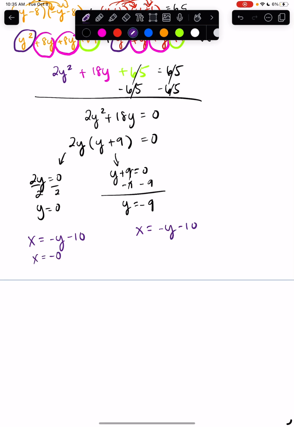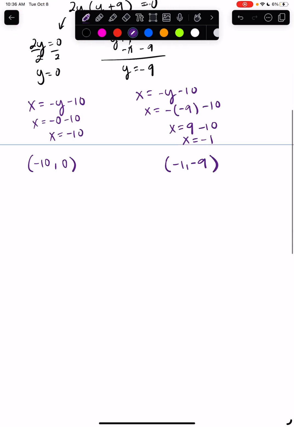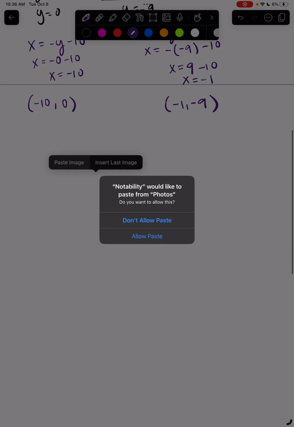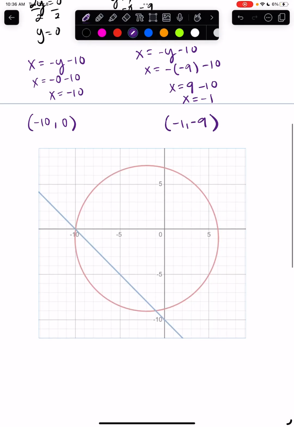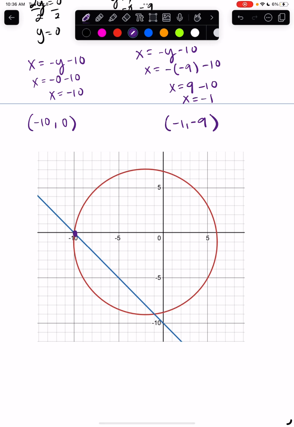Here we know that y is equal to 0, which is just 0. So x is equal to negative 10. And here we have negative 9. The negative 9 makes this a positive 9, because the negative times the negative is a positive. And we're left with x is equal to negative 1. So we have our two solutions. We have negative 10 comma 0, and we have negative 1 comma negative 9. All right, and let's see what this looks like on a graph if I wanted to envision it. So we'll see here that we have my circle equation in red and my line in blue, and we'll see that at negative 10, 0, we have our first intersection point here, and at negative 1, negative 9, we have our second intersection point here.